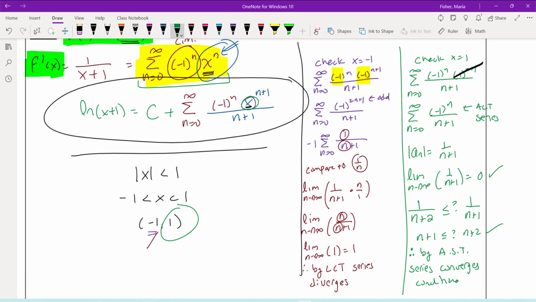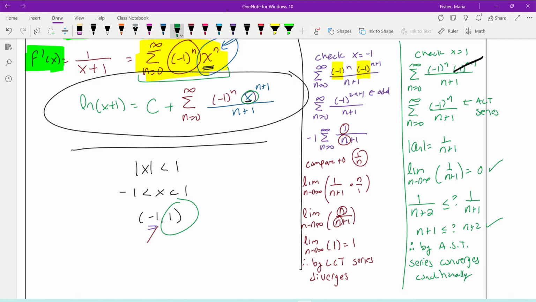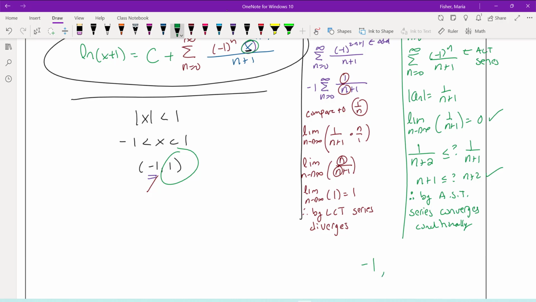Since the series converges, we know that at 1, we're going to include the number, and since at negative 1 the series diverges, we won't include that number. Therefore, the interval of convergence there is negative 1 to 1, not including negative 1, but including 1.